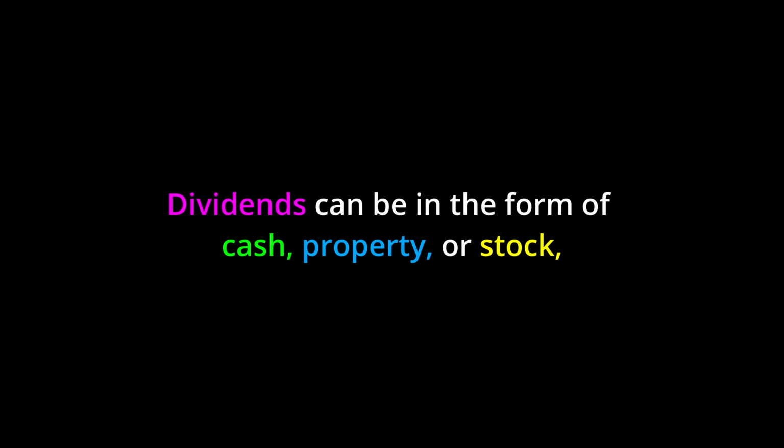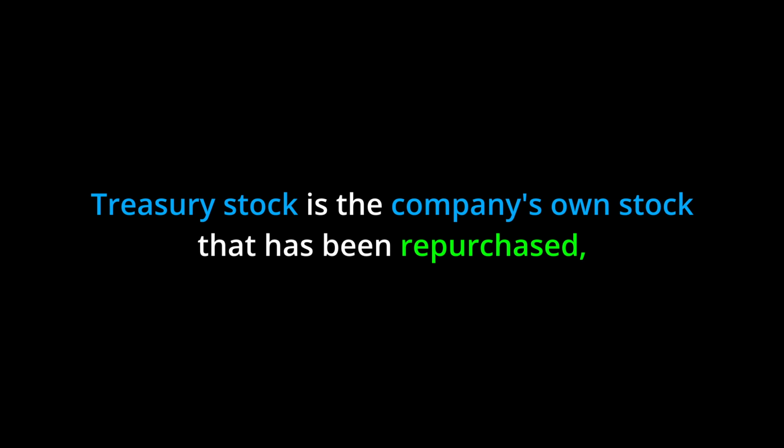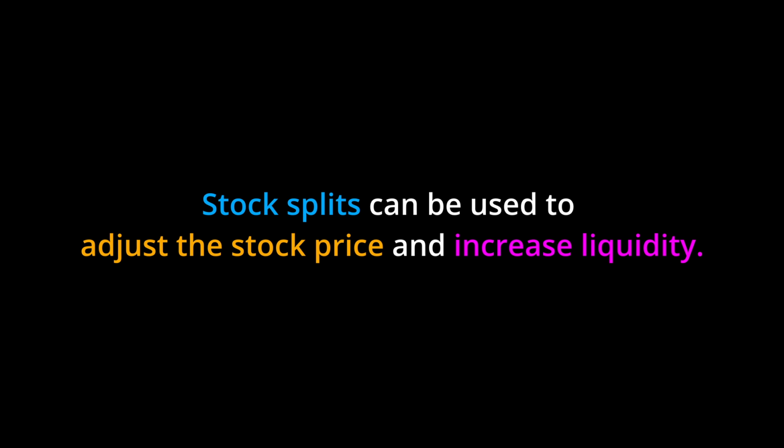and the value received. Dividends can be in the form of cash, property, or stock, and they impact the retained earnings account. Treasury stock is the company's own stock that has been repurchased, and reissuing treasury stock affects the additional paid-in capital and retained earnings accounts. Stock splits can be used to adjust the stock price and increase liquidity.